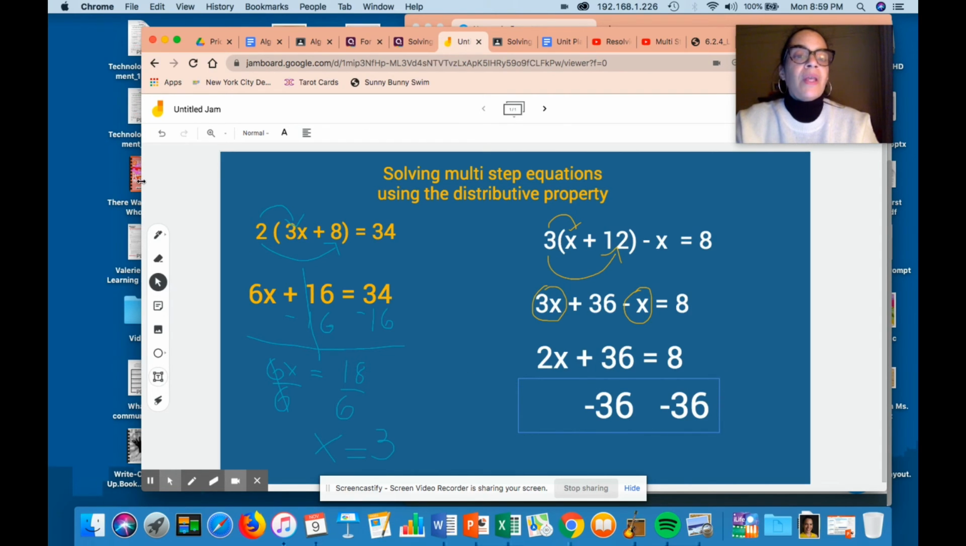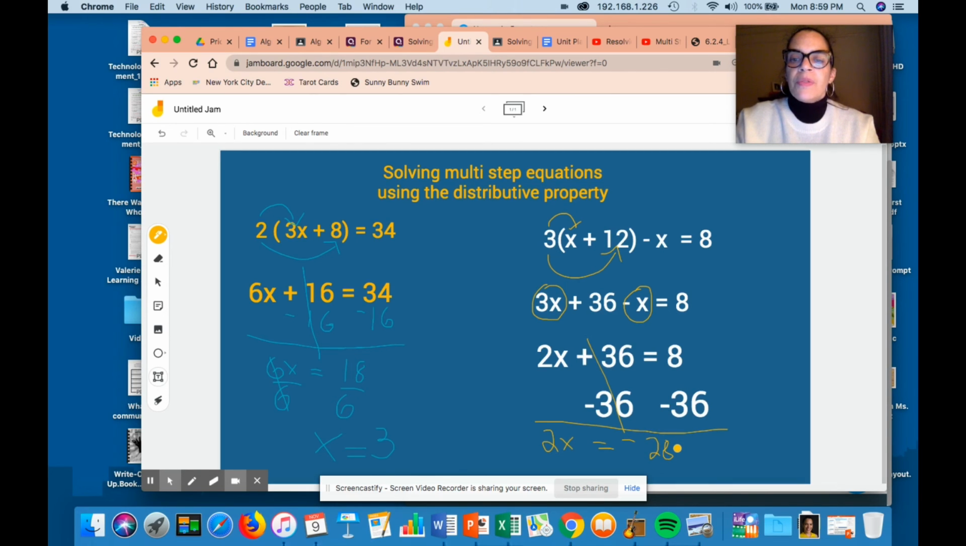And let me do my line down here. These are going to cancel out because a positive 36 and a negative 36 is a 0. I'm bringing down my 2x. I haven't done anything with it just yet. And then on this side, we get a negative 28.